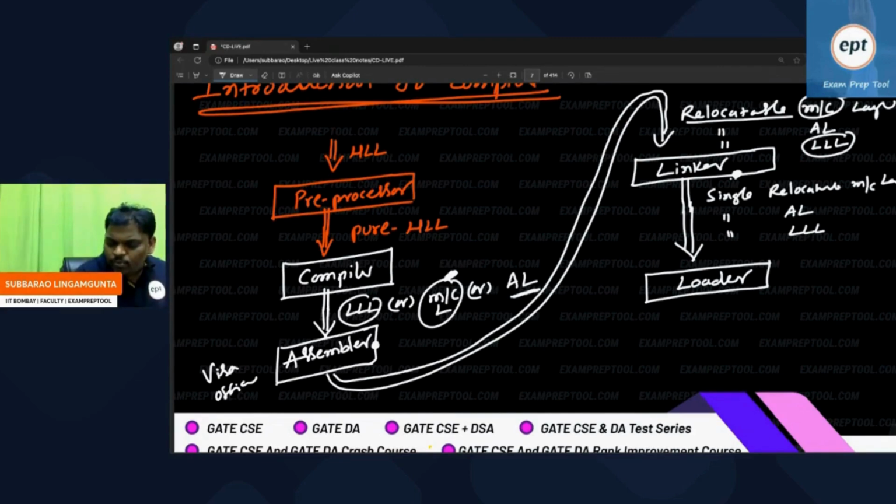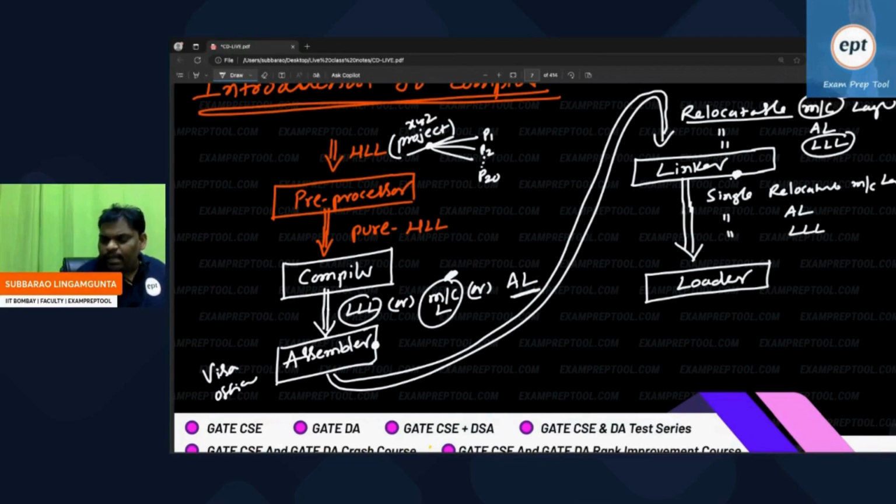Suppose it is a high level language program of a very big project. Let us assume that inside this project there are so many programs. Let us assume 20 programs are there. Project name, let us say, is XYZ, which internally contains 20 programs.